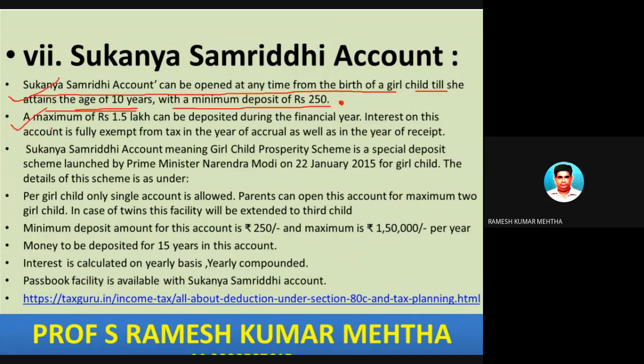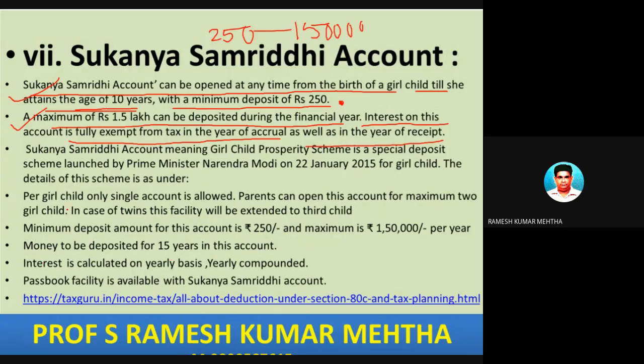Number 2 point, a maximum of 1.5 lakh rupees can be deposited during the financial year. So minimum is 250 rupees and maximum investment is 1.5 lakh rupees that can be invested. Number three, interest on this is fully exempted in the year of accrual as well as in the year of interest. So any accumulated interest on this 1.5 lakh rupees is fully exempted under section 10 of the Income Tax Act 1961.